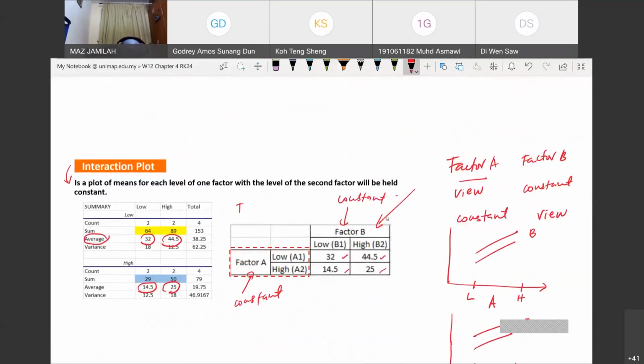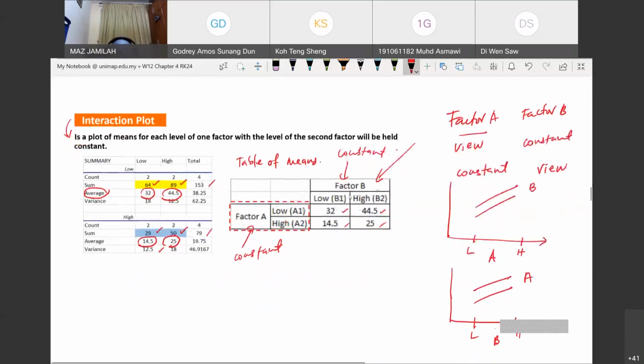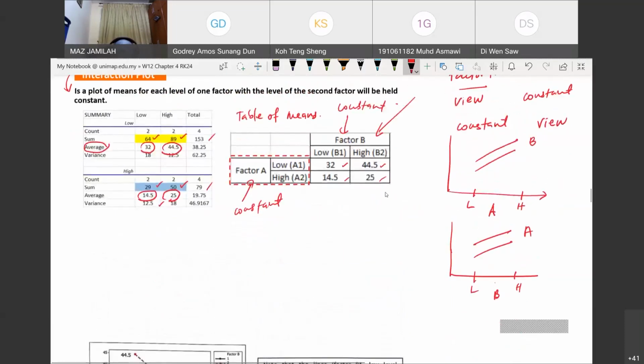Just now was the table of total, right? Now we are talking about the table of means. If you are talking about the table of total, then you are taking these four values, and the same goes for the total. Now, how can we do the interaction plot? From here, remember, if you take this, then this becomes constant. If you take this, then this becomes constant.